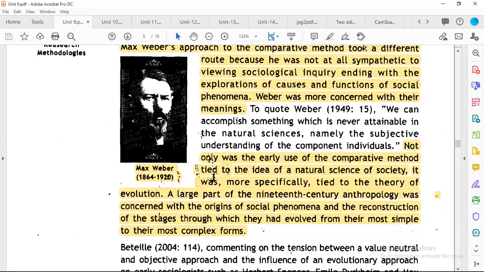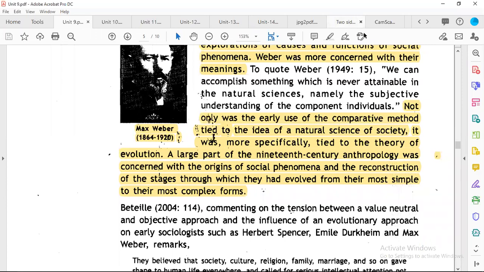Not only was the early use of the comparative method tied to the idea of a natural science of society, it was more specifically tied to the theory of evolution. Yes, we already read about evolution, from which functionalist theories came. So the comparative method is old, and it was related to evolutionary theory. A large part of 19th century anthropology was concerned with the origins of social phenomena and the reconstruction of the stages through which they had evolved from their most simple to their most complex forms.